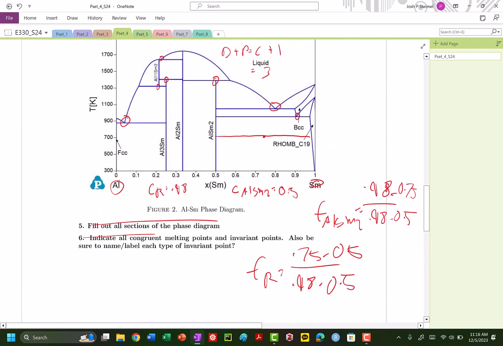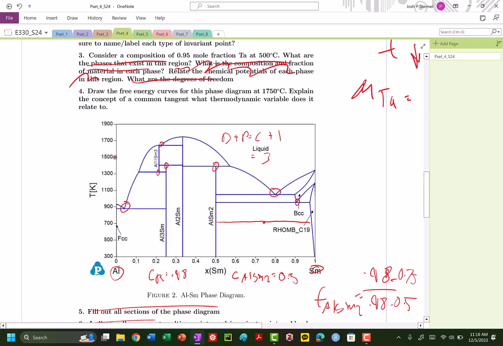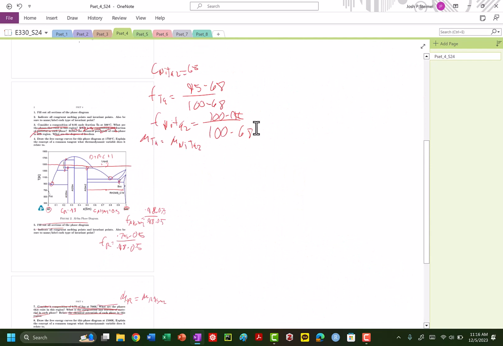1500 K. So at 1500, we need to draw my free energy diagram here. So actually, let's see if we can do this. So at 1500 K, I'm going to delete everything. Hopefully this doesn't delete the page. Yep, it did. I knew it.